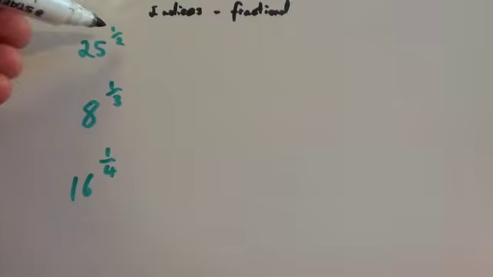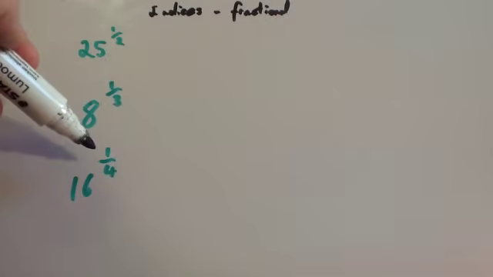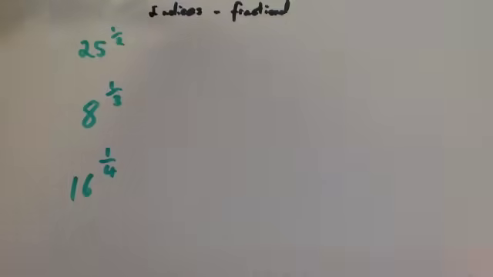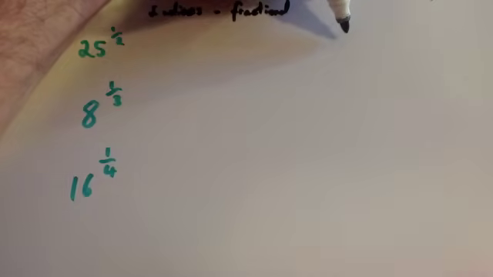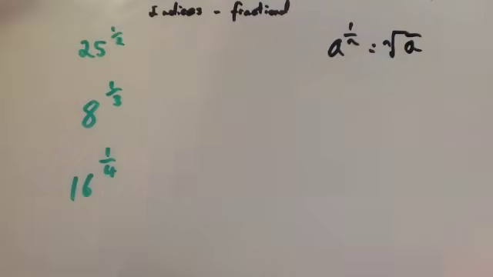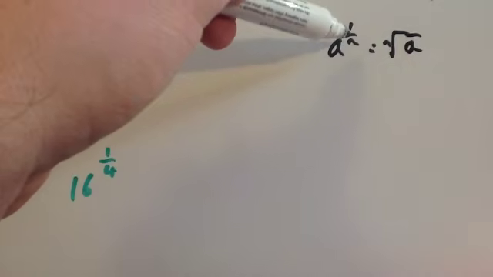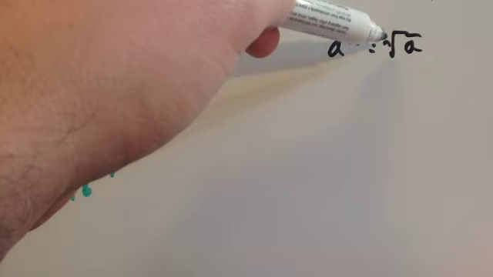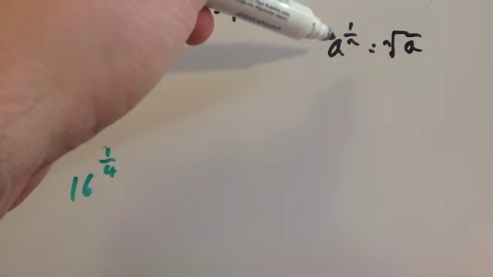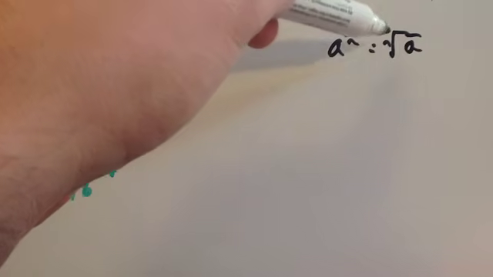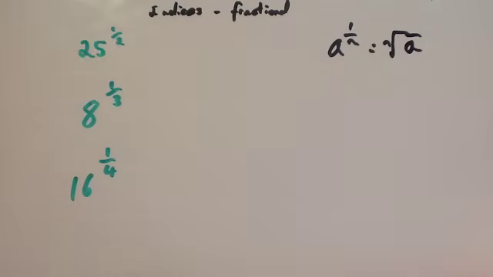So we've got 25 to the power of a half, 8 to the power of a third, and 16 to the power of a quarter. Now, the rule for fractional indices is the following. If you've got a to the power of 1 over n, what you do is you take the nth root of a. So if it was, for instance, a to the half, you can take the square root of a. If it was a to the third, so 1 over 3, you would take the cube root of a. If it was a to the quarter, you're going to take the fourth root of a.